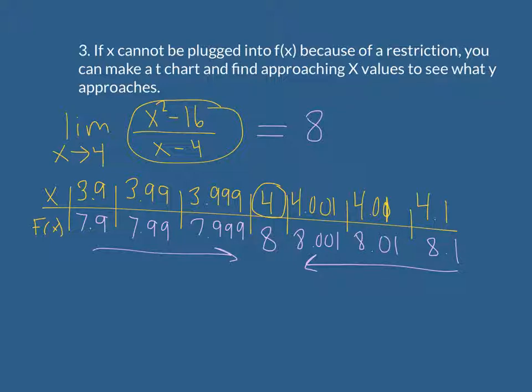Now there are some functions where you can't use algebra. You'll actually have to use this chart, and that's when the function doesn't reduce and you can't just simplify it. So let's take a look at 2 more quick problems where we use this method.